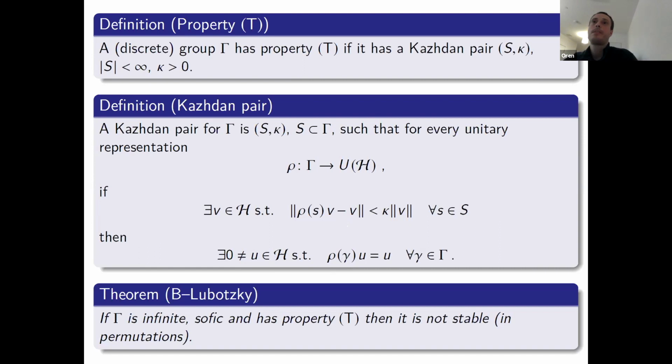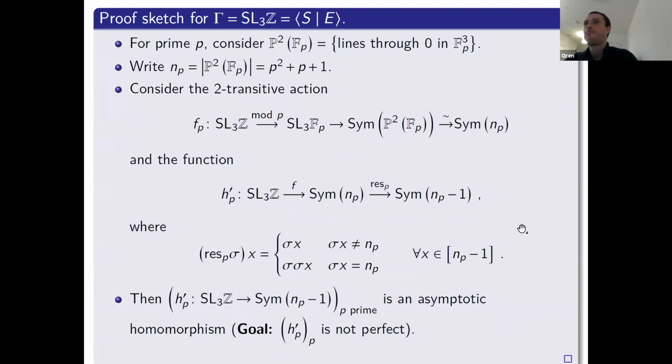And we're saying that infinite groups with this property, which are sofic, but just think about residually finite, are not stable. And I will give you a sketch of the proof now in a special case where the group gamma is SL3Z. So here's a proof, or at least a sketch of one.